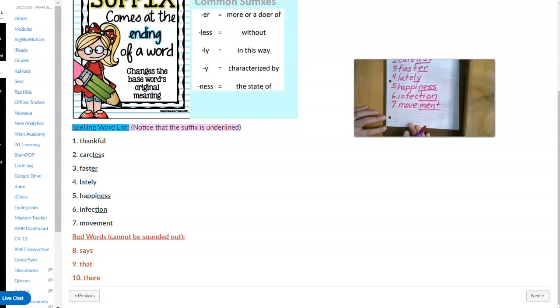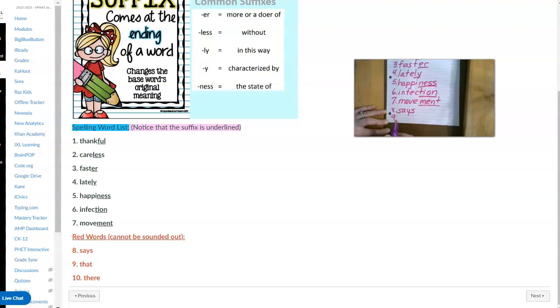Let's look at those red words. Those are kind of like sight words. Sometimes we call them high-frequency words. They're tricky to sound out. The first one is says. If she says to do it, I better do it. Says.